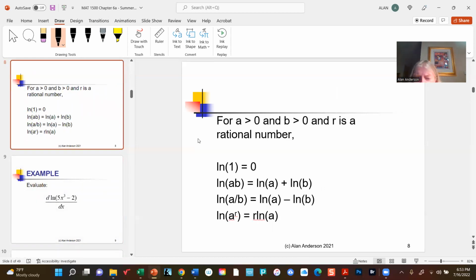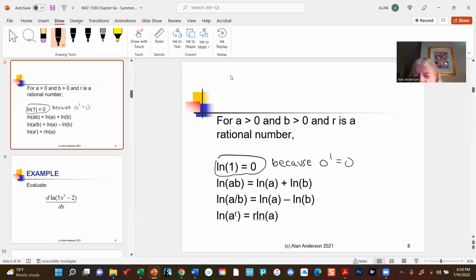Now, here's something I don't remember if we probably went over this. I'm starting to forget already what we did in the first chapter. But as long as a and b are positive and r is some rational number, we know that the natural log, or any log for that matter, of 1 is 0. Because 1 to the 0 is 1. Okay, now the log of a product is the sum of the individual logs.